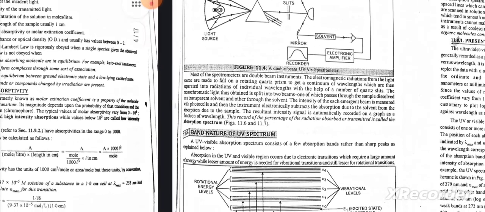The intensity of each emergent beam is measured with photocells, and the instrument electronically subtracts the absorption due to the solvent from the absorption due to the sample. The resultant intensity signal is automatically recorded on the graph as a function of wavelength. This record of the percentage of radiation absorbed or transmitted is called the absorption spectrum.